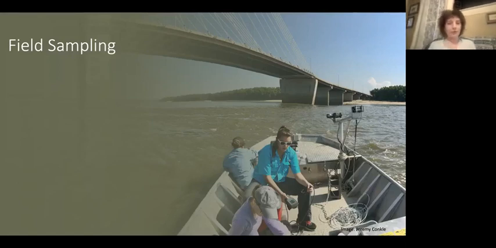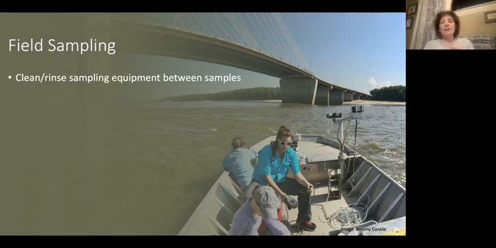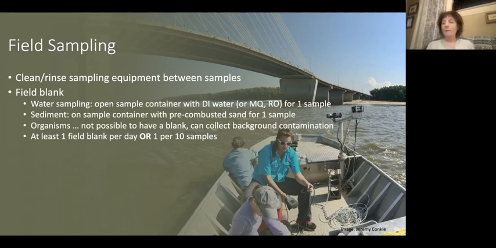So what about field sampling? And this looks like a fun project they're doing in this picture. So they're just kind of common sense things, cleaning and rinsing your sampling equipment between samples, having field blanks. So for water sampling, have an open sample container with DI water or Milli-Q or RO, whatever your clean water source of choice is. For sediment, you can use pre-combusted sand. For organisms, it's not really possible to have a blank fish or a blank crab, whatever it is you're collecting, but you can at least collect background contamination.